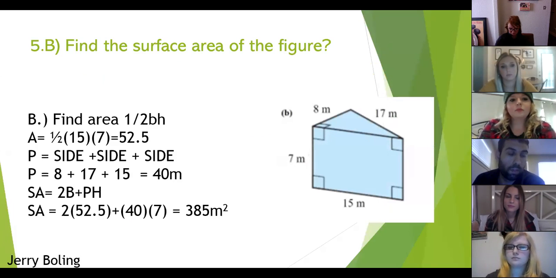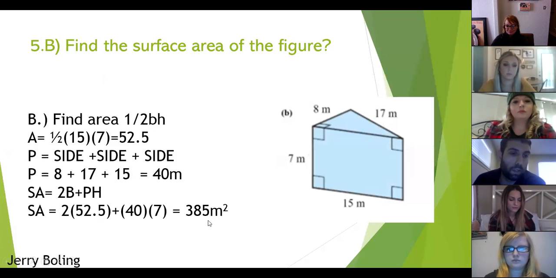And you get the perimeter, which is P. You add up all the sides together, which is 40 meters. And then you take the equation, which is SA equals 2B plus PH, which equals 2 times 52.5 plus 40 times 7, which equals 385 meters squared.